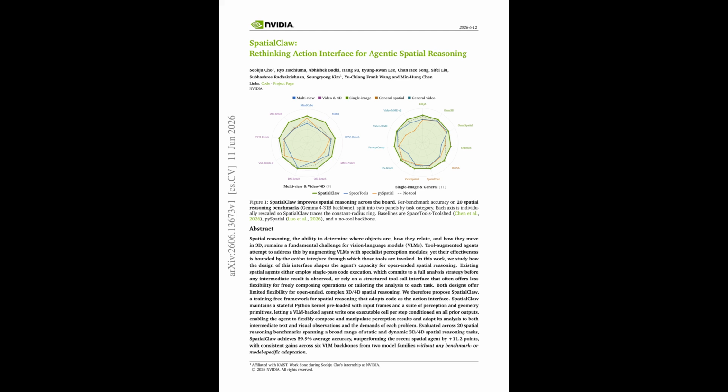The second approach is structured tool calls, where the agent picks from a predefined menu of named tools, filling in typed arguments in something like JSON, and receiving typed outputs back. That gives you inspectability between steps, but the composability is limited. If a task requires chaining a depth estimate with a segmentation mask in some idiosyncratic way, and that composition wasn't anticipated by whoever designed the tool schema, you're stuck.